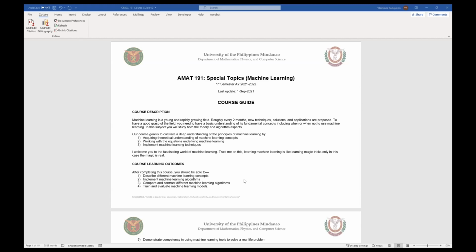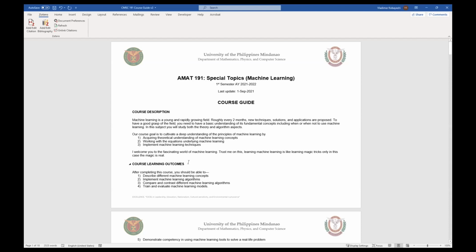It's better that you are introduced to machine learning so that you can also use it in your thesis if you plan to do a thesis that will make use of machine learning.